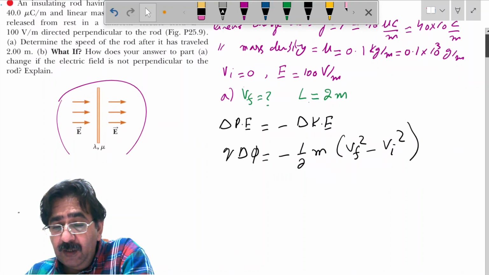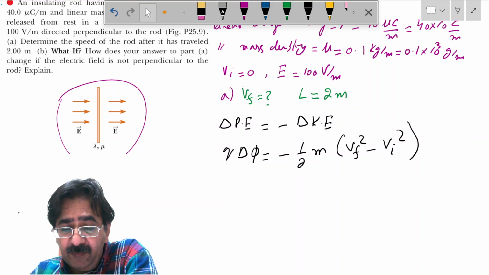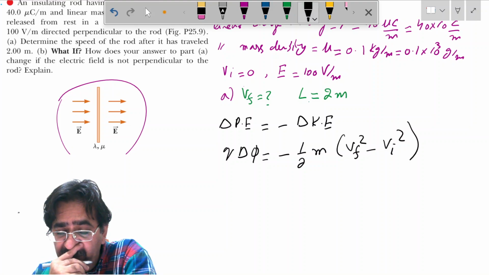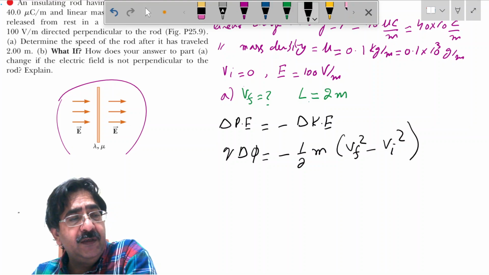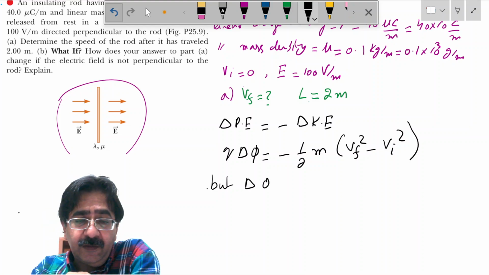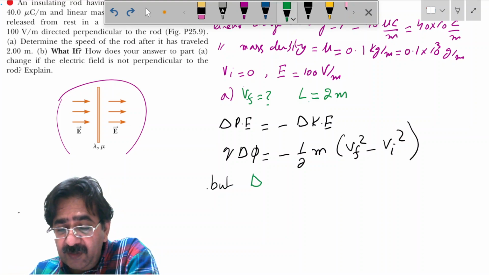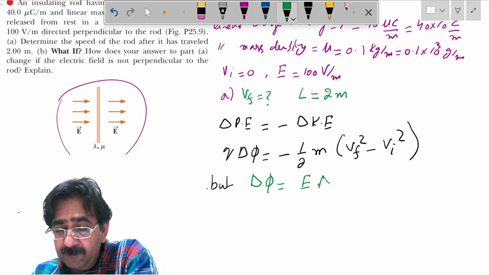Okay, so what will be the delta phi? From here we have to find the electric field. And we know that delta phi is equal to E dot delta L.